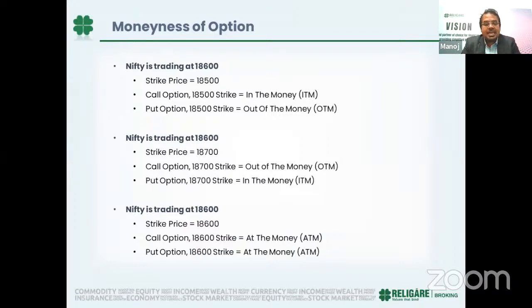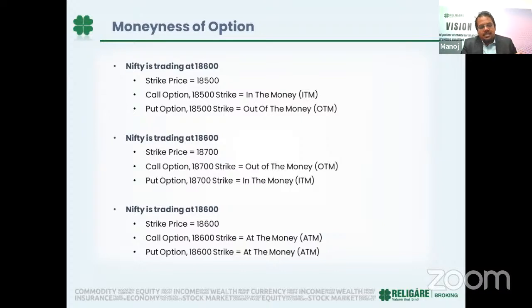If the Nifty is trading at 18,600 and you're thinking of an optimistic scenario and buying an A2 or an A3 in this example, then the strike would be 18,700, which becomes out of the money. And the third would be at the money. The simple thing is, wherever the Nifty spot is trading, the options near to that spot are termed at the money.